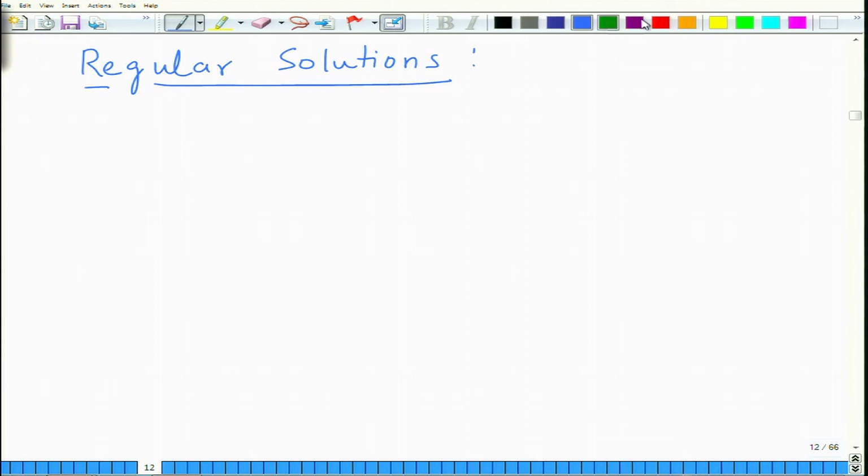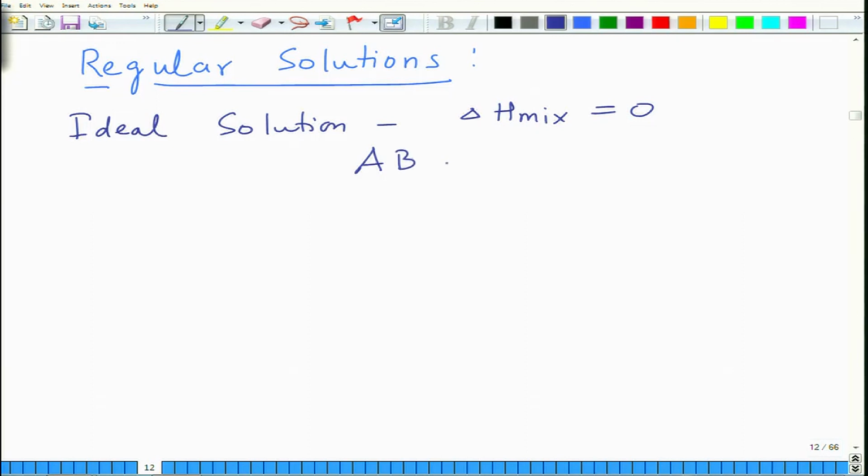Now, why do we want to study regular solutions? Because we said that for ideal solution delta H mixing was equal to 0. Now, what does this mean? Well, this meant that in the solid solution of AB, there was no preference for AB bonds or AA bonds or BB bonds, because the bond energies of all these three bonds were equal. So, if it is a random solid solution, you will have AB bonds, you will have AA bonds, and you will have BB bonds.